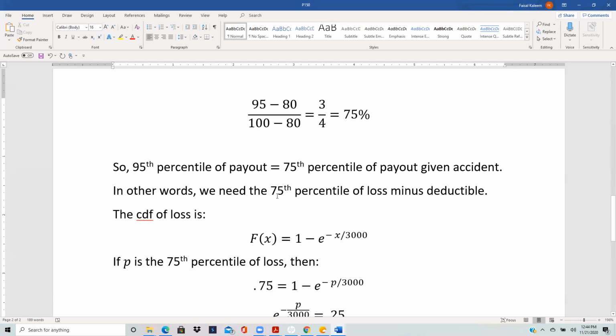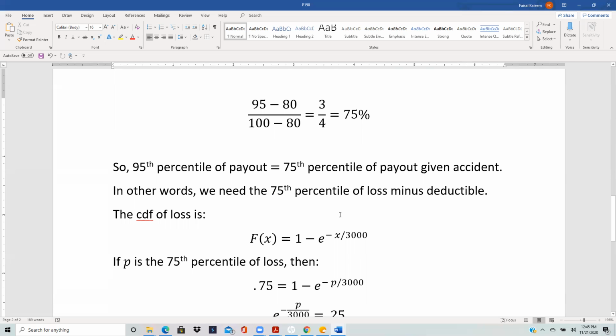Because the 75th percentile of loss will be the 75th percentile of loss given accident, because loss happens only when an accident is given. So therefore the 75th percentile of payout given accident would be the 75th percentile of loss minus the deductible.